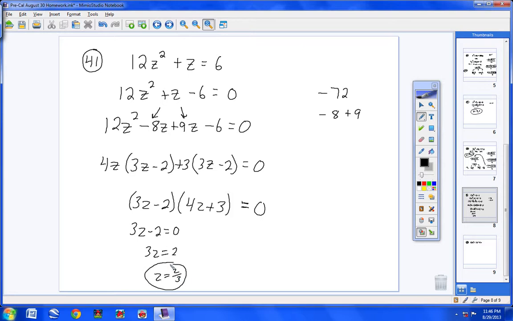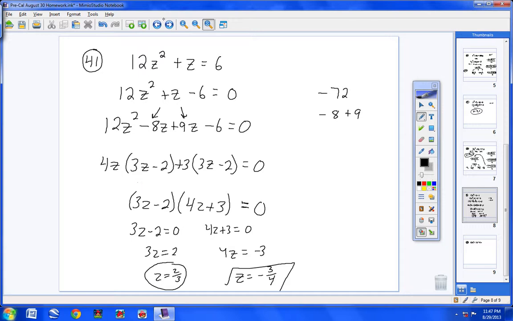And that's one answer. Now take this parentheses, 4z plus 3, very quickly, set it equal to 0. Bring the 3 over and make it a negative 3, so 4z equals negative 3. And then divide both sides by 4. And when you do that, you will get a negative 3/4. And those are your two answers, and those are the correct answers.